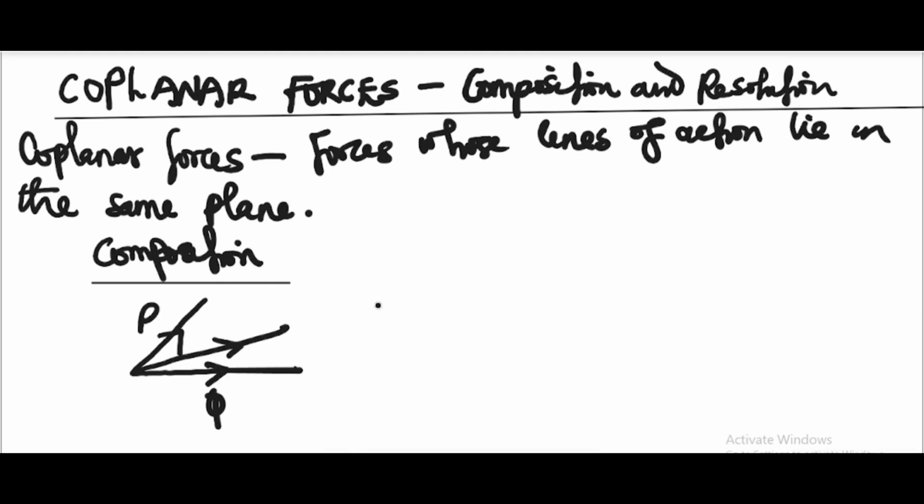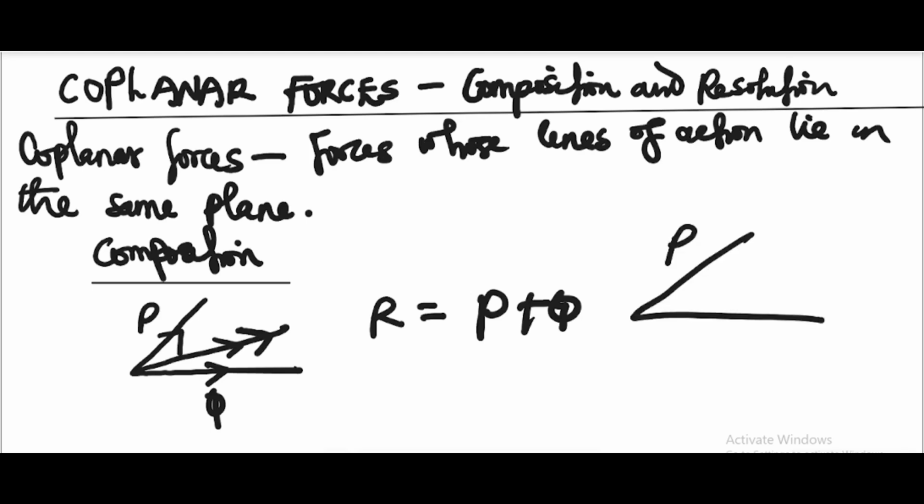So how do we get the resultant? The resultant simply becomes P plus Q. Why? Because they are acting in the same direction. So what happens when they are acting in different directions? Let's say we have force P acting in this direction, and then let's say we have force Q acting in this direction. So the resultant becomes P minus Q. So we subtract when the forces are acting in different directions, and then we add when the forces are acting in the same direction.